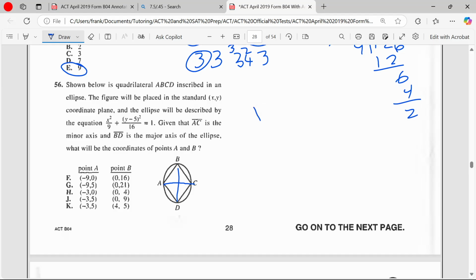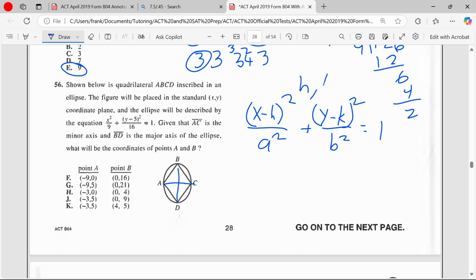Well, it's x minus h squared over a squared plus y minus k squared over b squared equals 1. That's the equation of an ellipse with the center h, k. So the center of this ellipse is, nothing is subtracted from x, and 5 from y. So 0, 5 is the center.